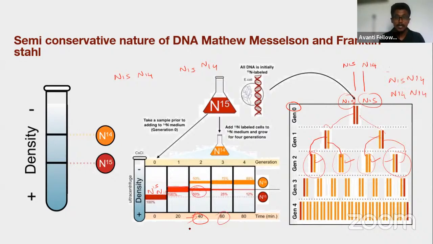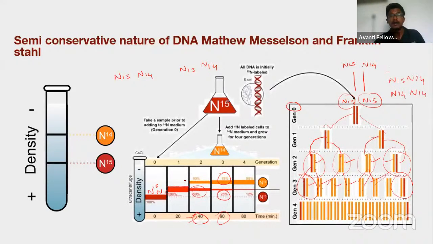When I go to the 60th minute, what happens? You can see here: parent strand, daughter strand, parent strand, daughter strand, and so on. Like this, it keeps on going. Only 2 of the strands out of 8 belong to N14, N15. That is 25%. So 25% is N15, N14 and 75% is N14, N14. It is lighter, so it will come up.